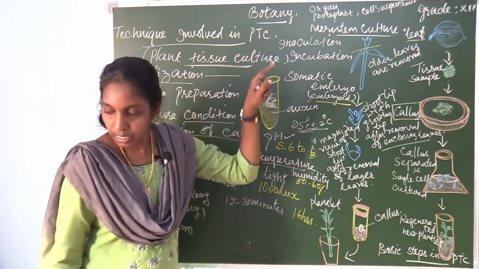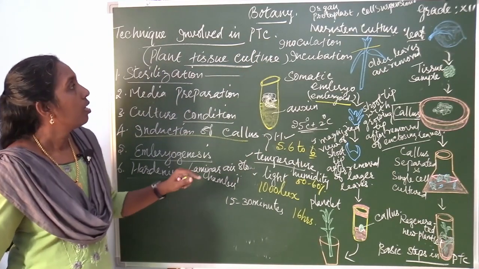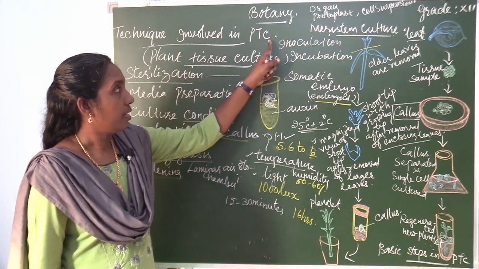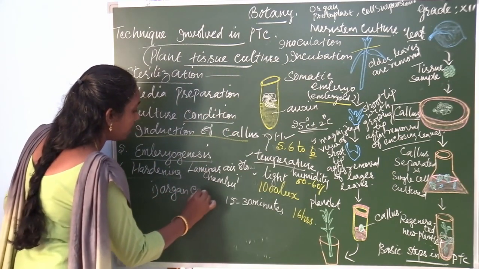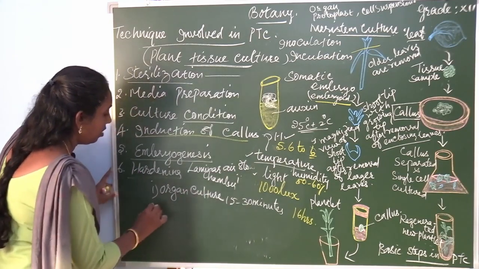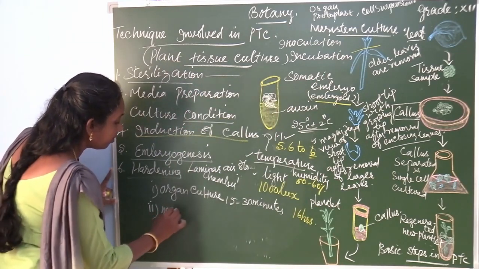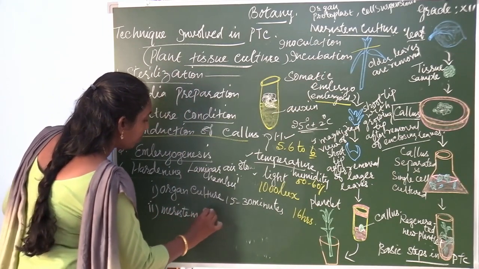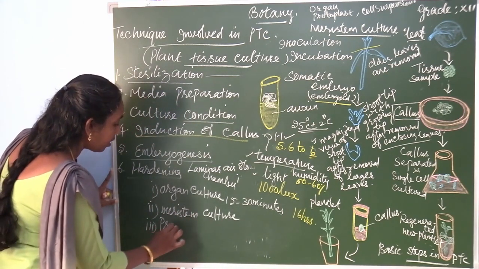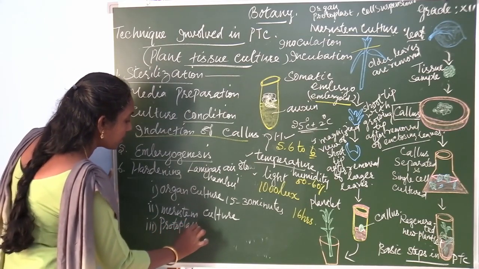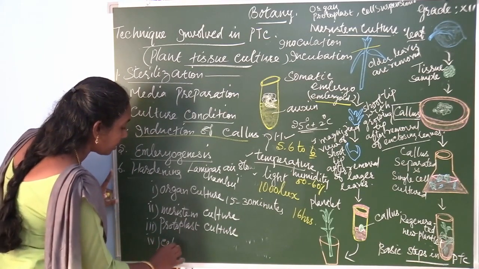What are the different types? They are the different types of plant tissue culture. Number one, organ culture. Number two, meristematic culture. Here one example, meristem culture. Third type is protoplast culture, and cell suspension culture.